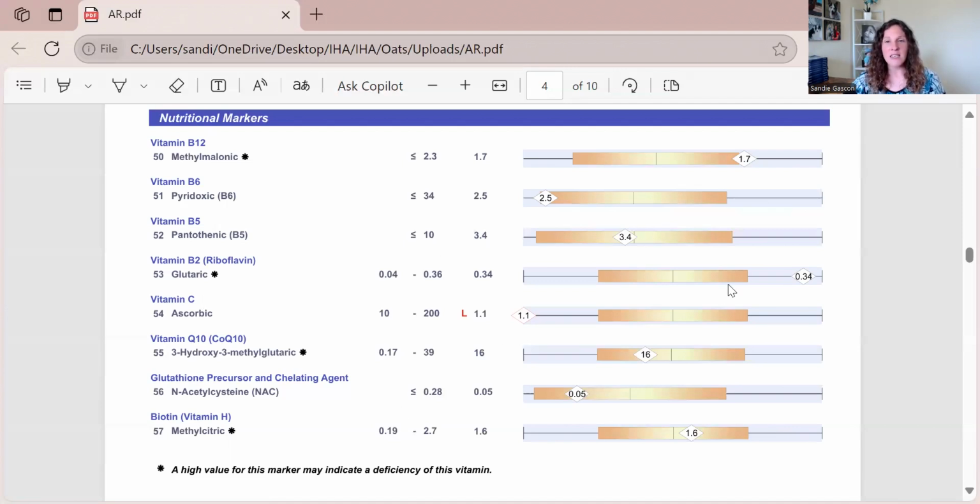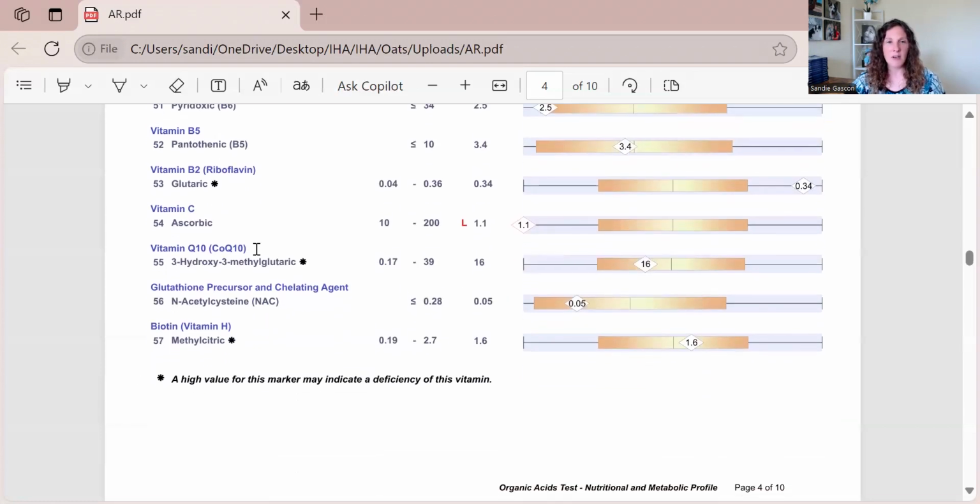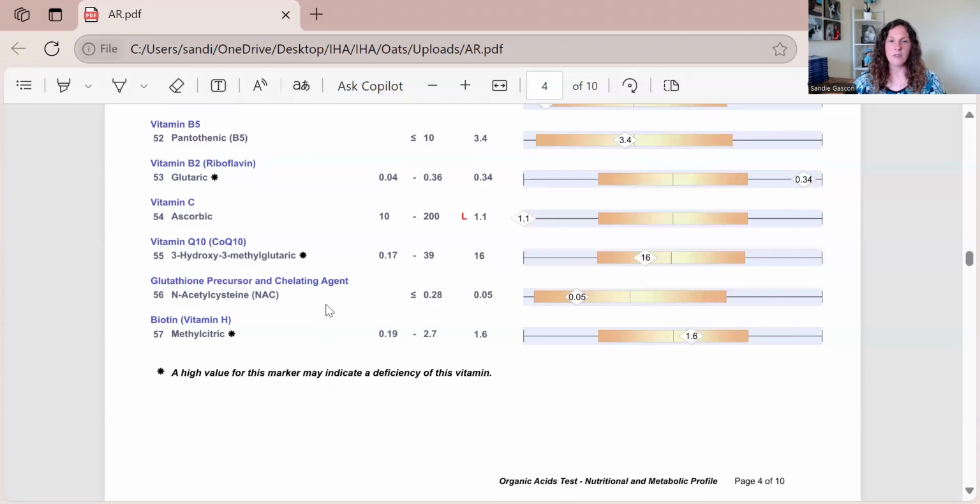So I like whole food C. You're always going to see this low. It doesn't mean you need thousands and thousands of milligrams of ascorbic acid. Just get some natural whole food C on board. Q10 is there. That's actually part of the electron transport chain. And then we have our N-acetylcysteine, which I love NAC. I do. Cysteine is part of transsulfuration, but when somebody has a CBS mutation, I'd like to confirm that that's not active with a methylation panel before using NAC. I would much rather just use glutathione.